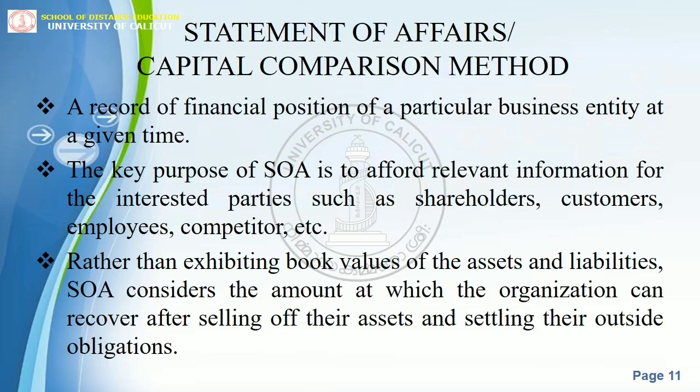Statement of affairs. What actually does the statement of affairs do and what is the key purpose? Statement of affairs is a record of the financial position of a particular business entity at a given time. So the main purpose of the statement of affairs is to afford the relevant information for interested parties such as the shareholders, customers, employees, competitors, etc. It actually exhibits the amount at which the organization can recover after selling off their assets and settling all their obligations.